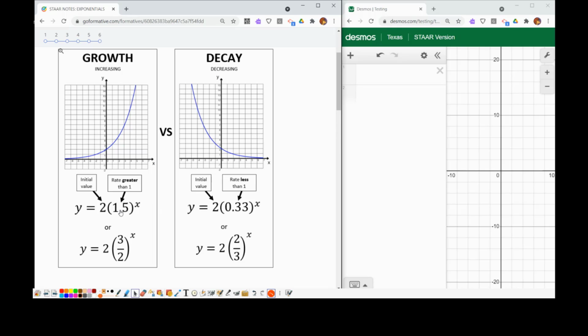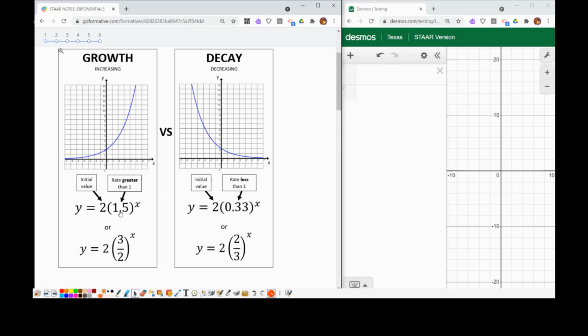Now the difference between this one, which is increasing, and this one, which is decreasing, is the number inside the parentheses, which we call the rate. The rate is greater than 1 for growth, and for decay, the rate is less than 1. So if it's increasing, it's greater than 1, and if it's decreasing, it's less than 1.